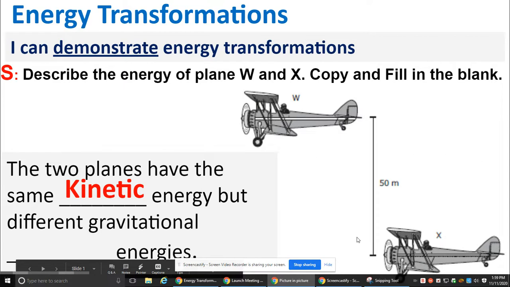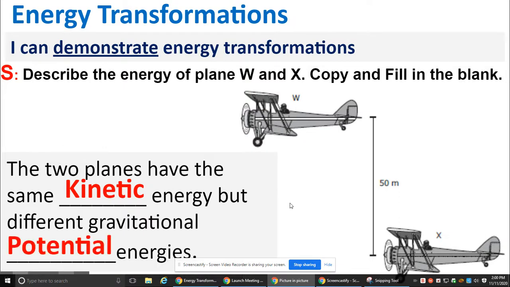So they have the same kinetic energy, but they have different gravitational potential energies because plane W is above plane X. So it has a greater gravitational potential energy of 50 meters because the higher above the ground, the greater gravitational potential energy you have.